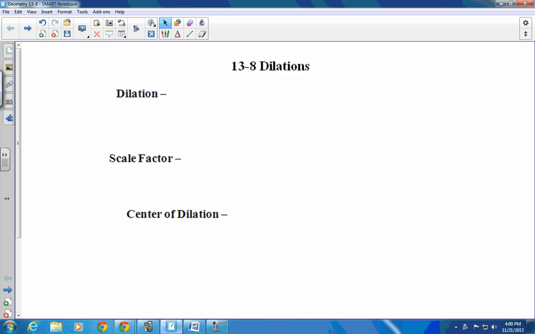So far, all of the transformations we've done have been what one would consider a rigid motion, or an isometry, or a congruence transformation. Today we're going to look at dilations, which is the last transformation we're going to do this particular year. And a dilation is not a congruence transformation or isometry or rigid motion, whichever word you'd like to use.